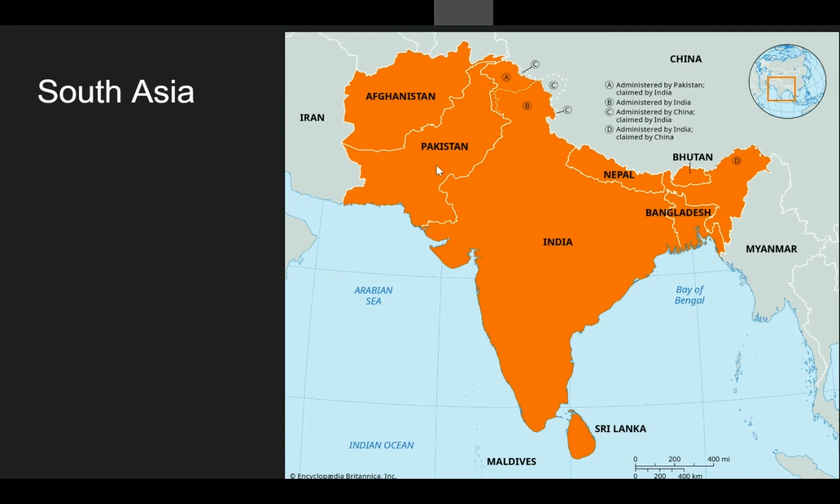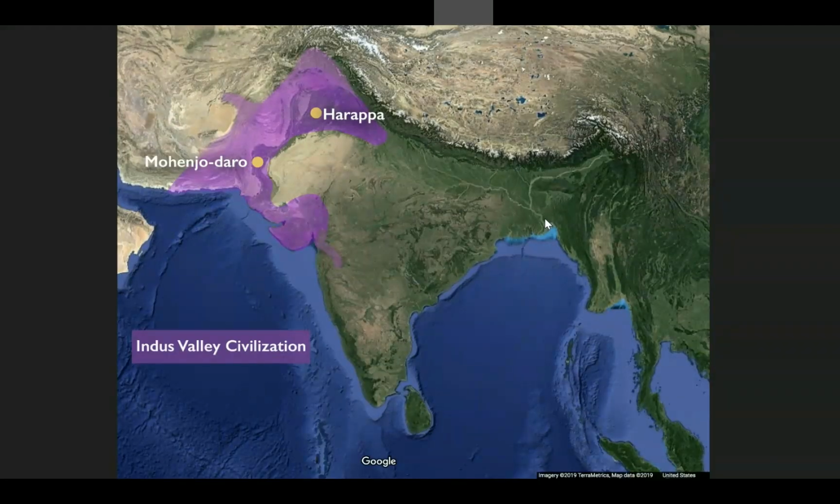So we're looking at the area of Pakistan today. However, it should be noted that South Asia consists of Afghanistan, Pakistan, India, Nepal, Bangladesh, Bhutan, and Sri Lanka, but we're going to focus on Pakistan today, looking at our Indus Valley Civilization, often called the Harappan Civilization as well. We'll be focusing on Harappa and Mohenjo-Daro. However, these are just 2 of 500 sites found across this whole valley.